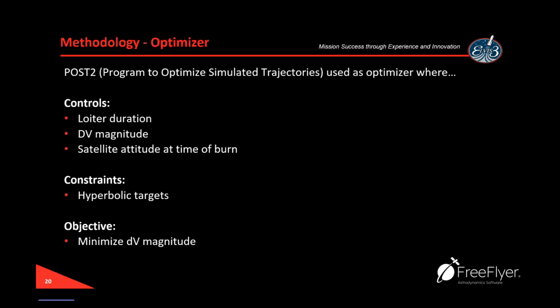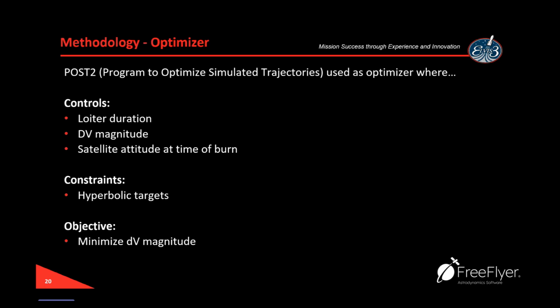Okay, then lastly, for the methodology section, I want to talk about the optimizer. So I decided to use POST2 as my optimizer. That stands for Program to Optimize Simulated Trajectories. And every optimization problem has controls, constraints, and an objective function. So in this case, the controls are the loiter duration. That's the additional little wiggle room loiter duration that we have for each trajectory.